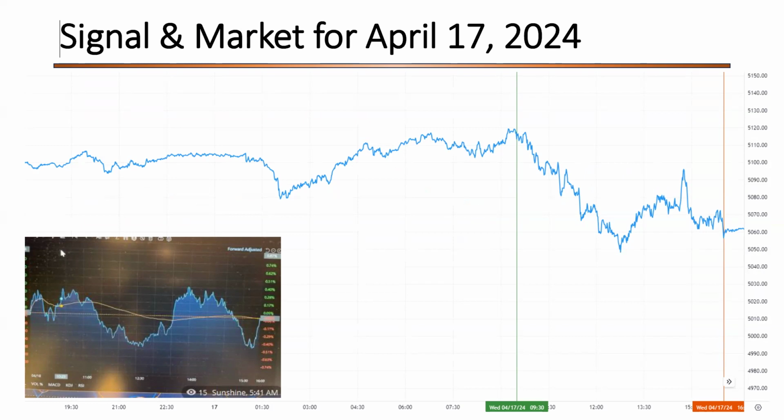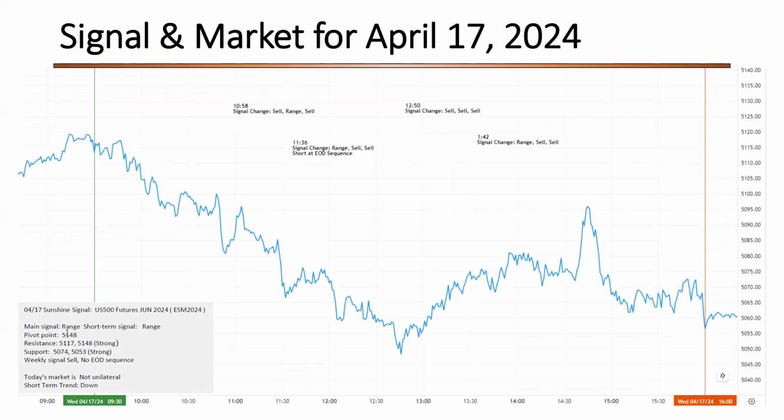So the next day, April 17th, we ended the day on April 16th with a range sell. And here our reference chart is showing that again, it might be another choppy day. Now if we take a look at the signal, it's showing a range sell and a pivot point of 51.48 with resistance here. So pre-market, we're trading around 51.20, underneath the pivot point and right around this first resistance of 51.17.